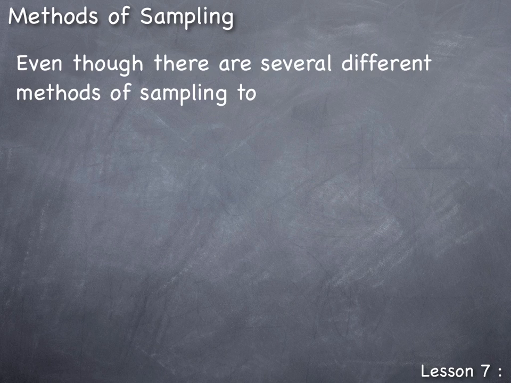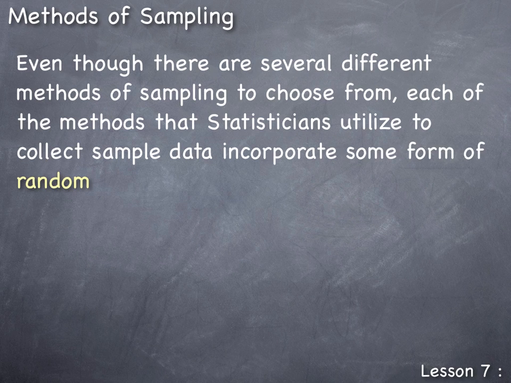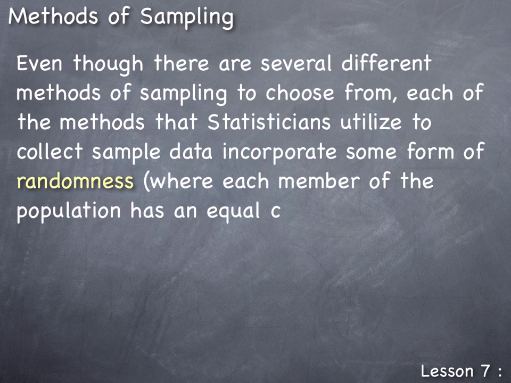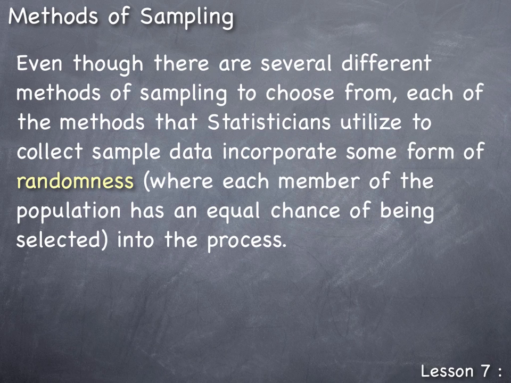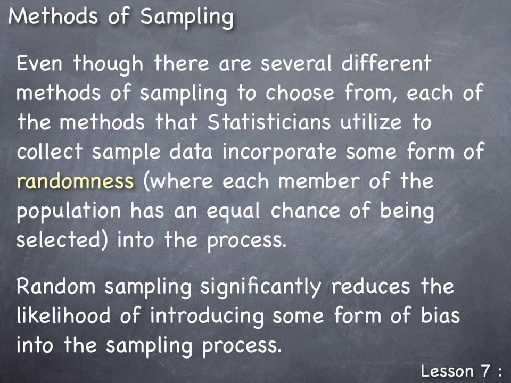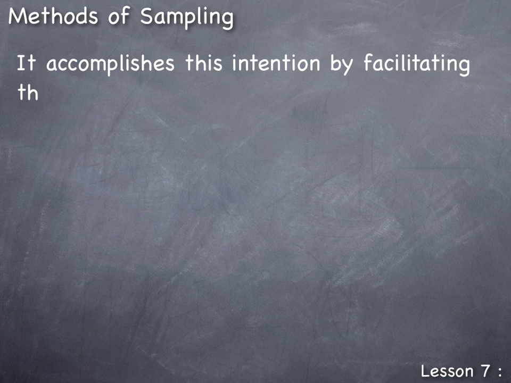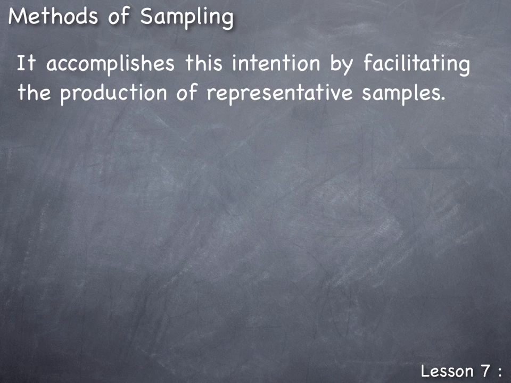Even though there are several different methods of sampling to choose from, each of the methods that statisticians utilize to collect sample data incorporates some form of randomness into the process. That is, where each member of the population has an equal chance of being selected. Random sampling significantly reduces the likelihood of introducing some form of bias into the sampling process. It accomplishes this intention by facilitating the production of representative samples.